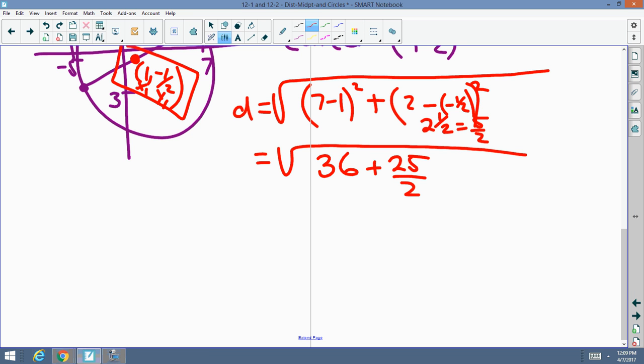I think it would have been easier to go diameter, guys, and divide it by 2, but that's okay. Is everyone with me so far? Now this goes to 2, right? Common denominator? That goes to 72, right? You guys with me here? Okay. So then this will equal 97 over 2.